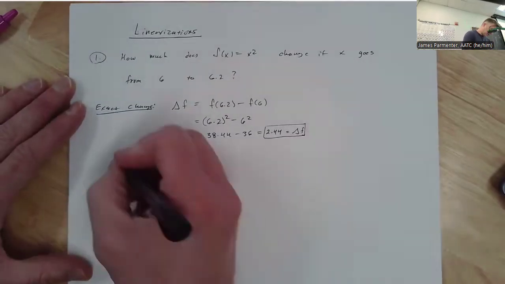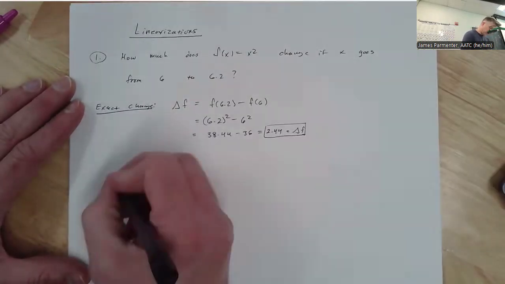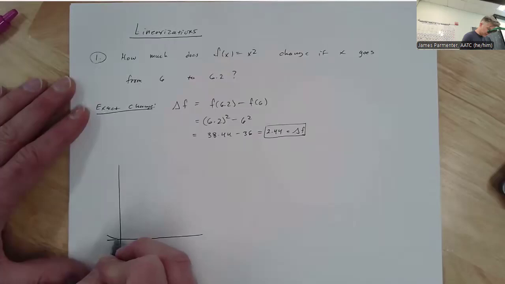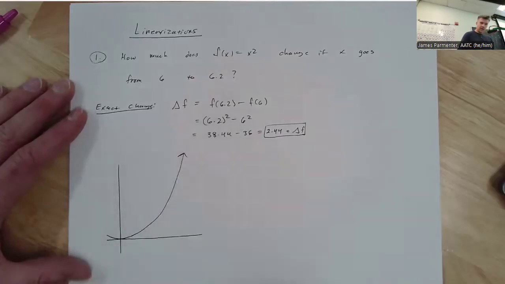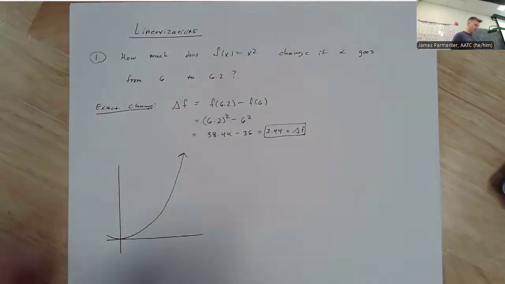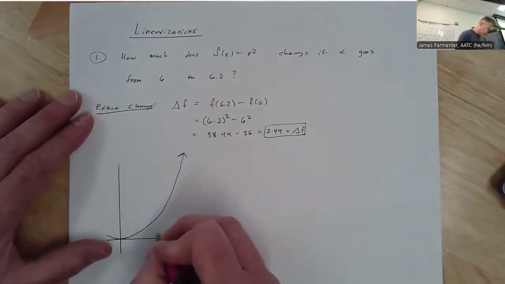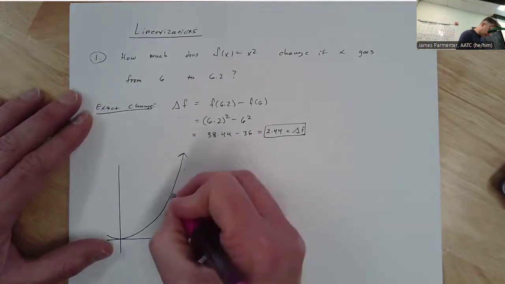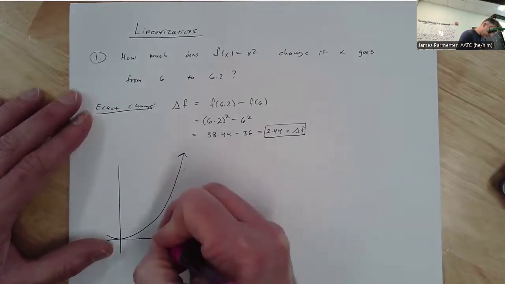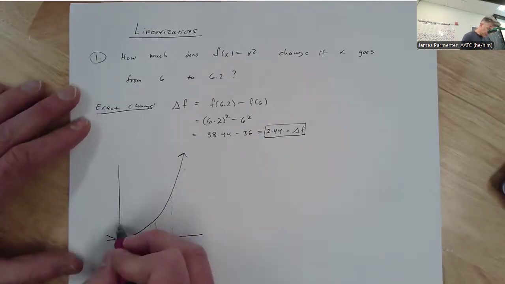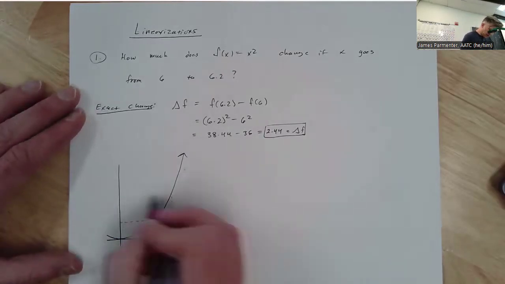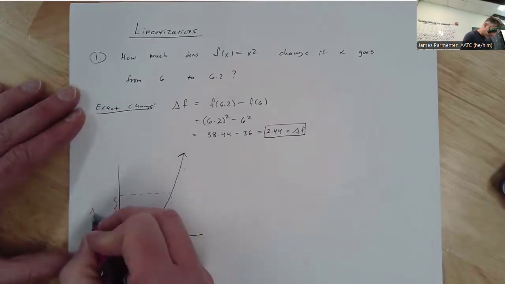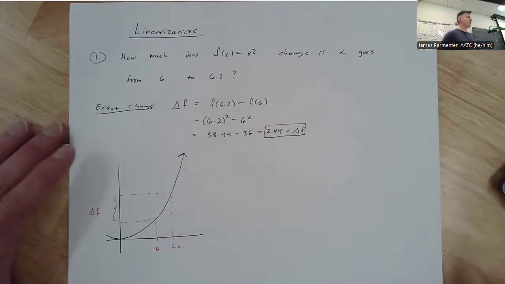So let's draw a picture because we're going to approximate the change. So here's our nice x squared function. And the idea is we're asking from 6 to 6.2, which I know I've kind of exaggerated here. That's okay. What I'm drawing right now represents the actual change. There's your delta f that we just calculated.